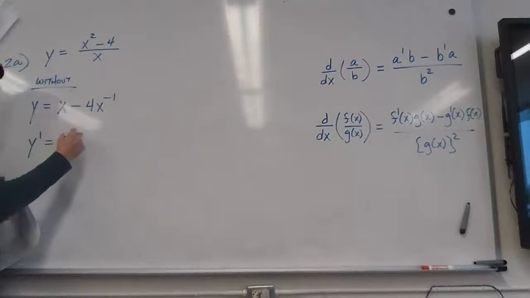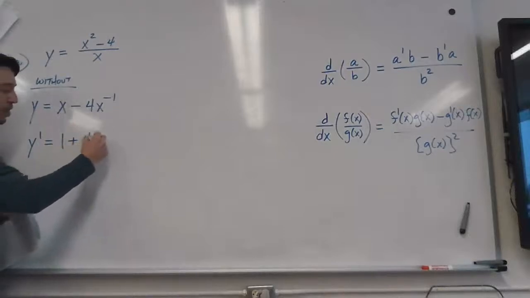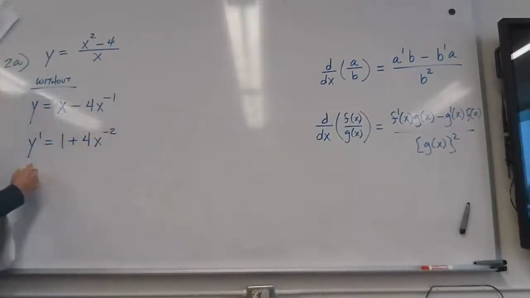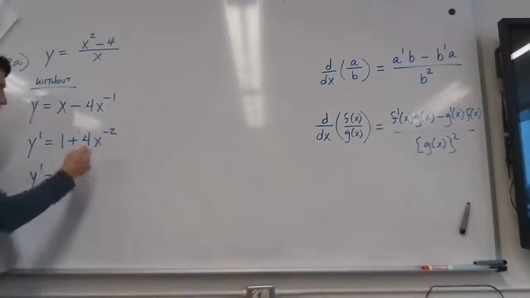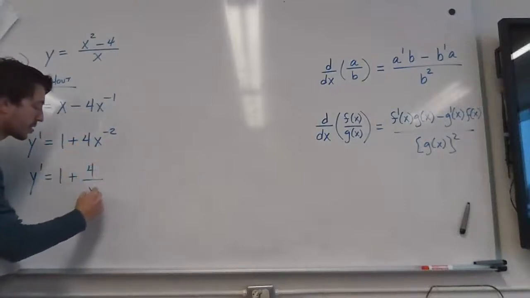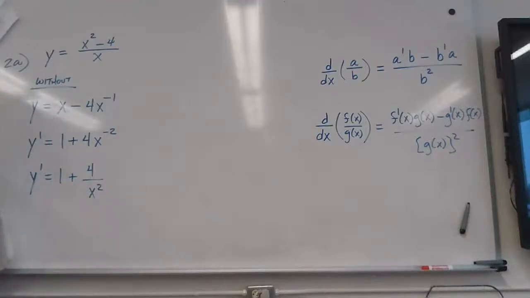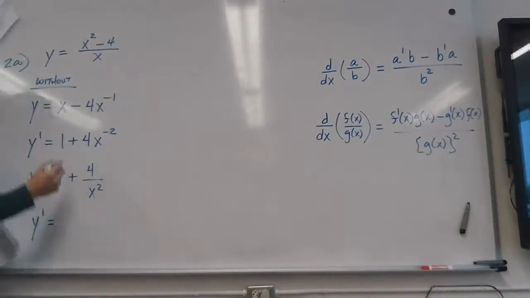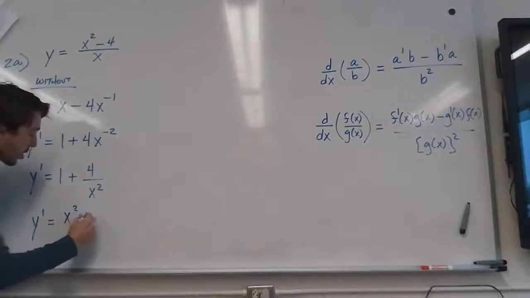What's next? 1 plus 4x to the negative 2. Let's actually simplify this. You'd have 1 plus 4 over x squared. If you wanted to get fancy, you could, not like this is fancy, I shouldn't say. Anyway, you could write this 1 as x squared over x squared, and add the fractions, and have x squared plus 4.